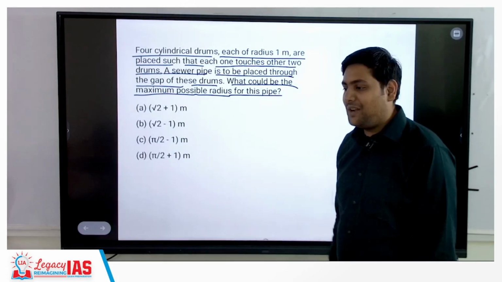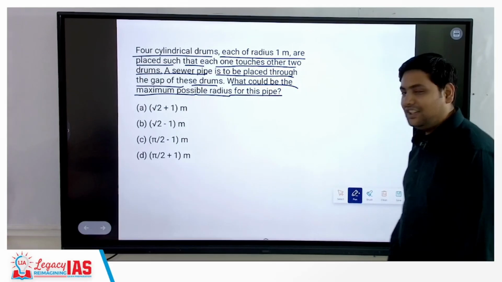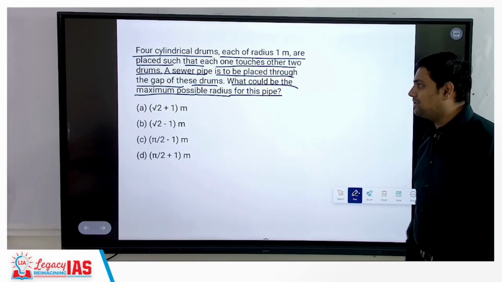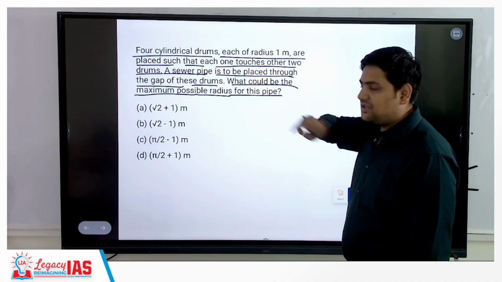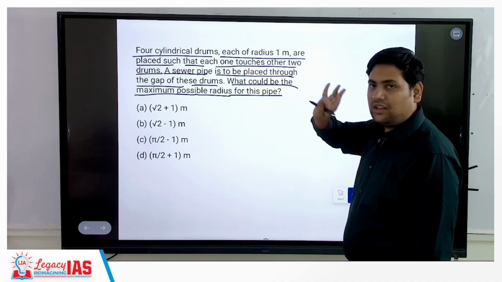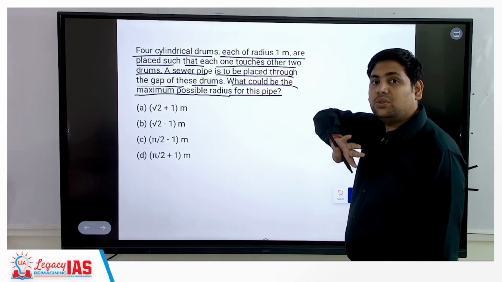Can you make the diagram at least? If you can make the diagram, then you can do the question. There is nothing much in it. See, I'll draw the diagram. Each drum is touching the other 2 drums. There are a total of 4 drums.